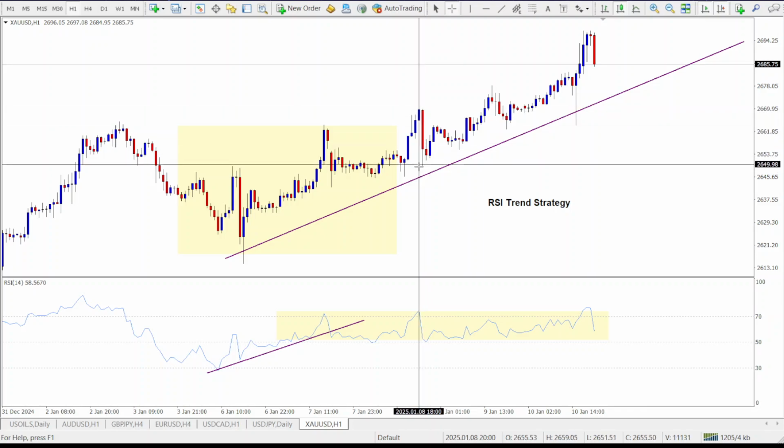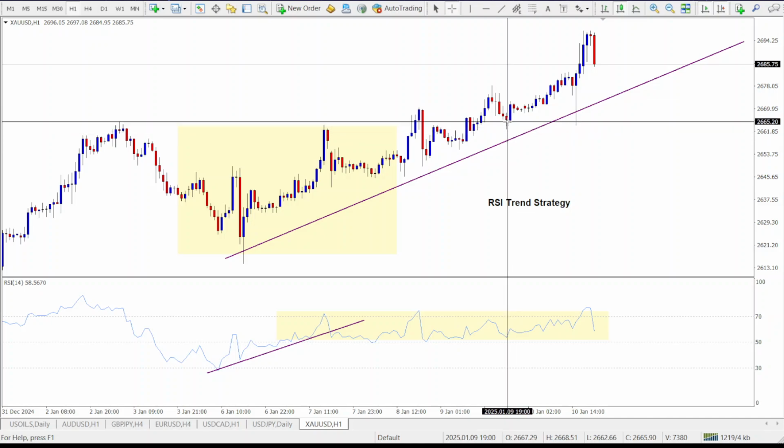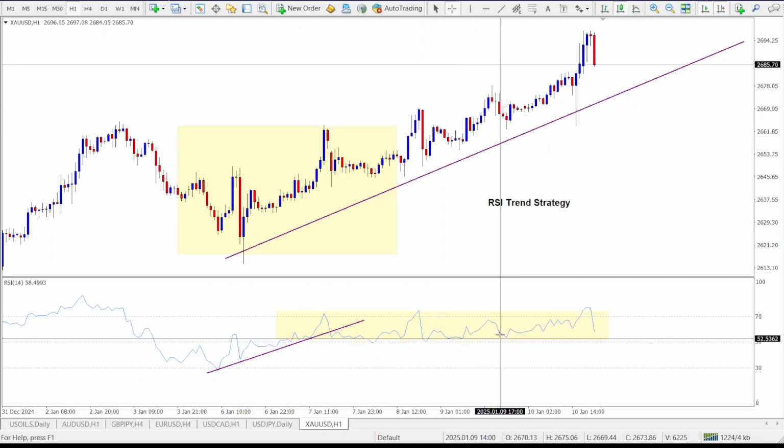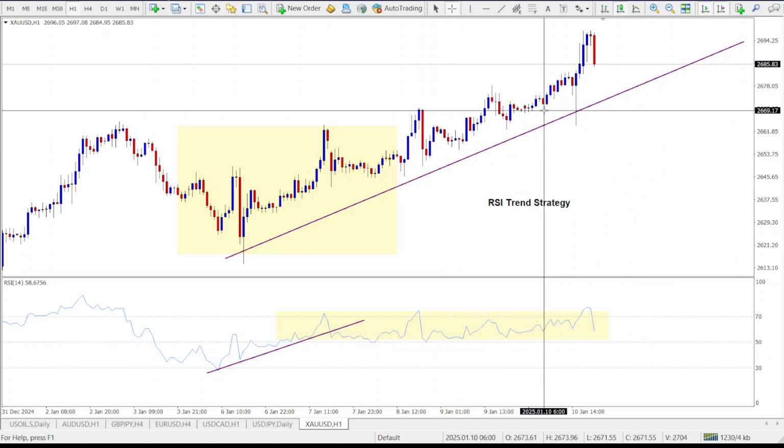And then as the price drops down again, another opportunity to enter a buy. As it drops again, another opportunity to enter a buy. As you can see, the RSI kept on bouncing off the 50 level and the price kept on bouncing off the trend line. So those were good opportunities to enter buy trades.